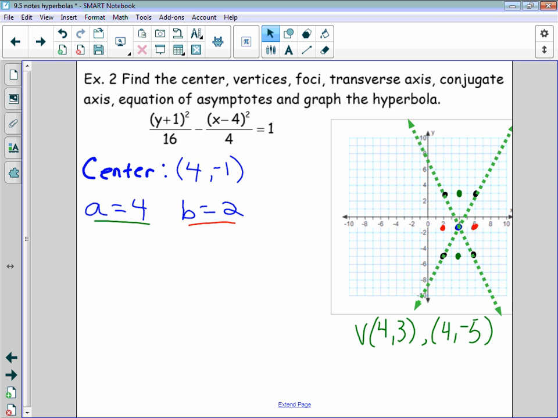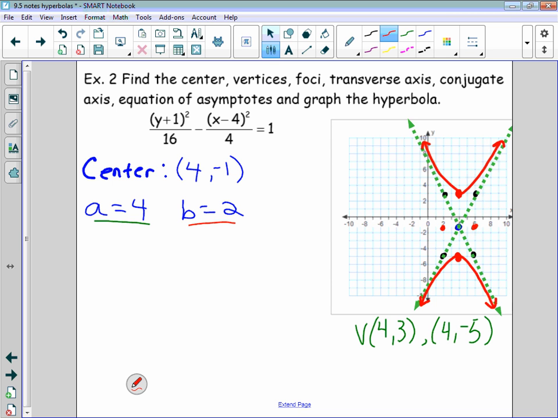Now, is the transverse axis vertical or horizontal? Vertical, because y is first. So our hyperbola will open up and down. We'll start here. This is a vertex. So it'll look like that. And this is also a vertex.